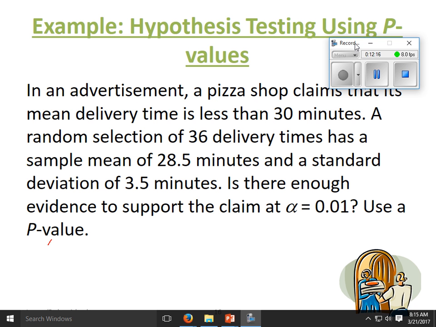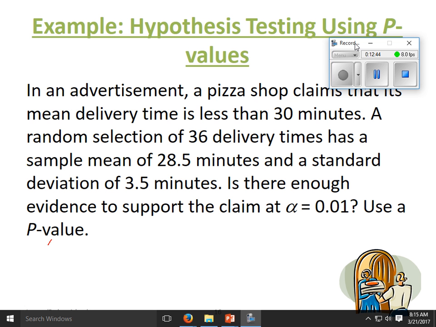In an advertisement, a pizza shop claims that its mean delivery time is less than 30 minutes. A random selection of 36 delivery times has a sample mean of 28.5 minutes and a standard deviation of 3.5 minutes. Is there enough evidence to support this claim? This is what you're going to be doing more tonight. We didn't do this last time on the assignment.